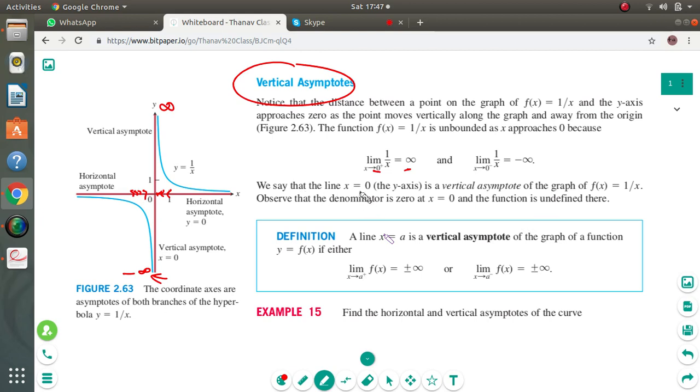Now we see the line x equal to 0 here. This line is the vertical asymptote for the given function. The definition is given as: a line x is equal to a is the vertical asymptote of the graph of function y equal to f of x if either limit x tends to a plus f of x equals plus or minus infinity, or limit x tends to a minus f of x equals plus or minus infinity. So as x approaches a plus or a minus, if the function goes to infinity, we can say there is a vertical asymptote.